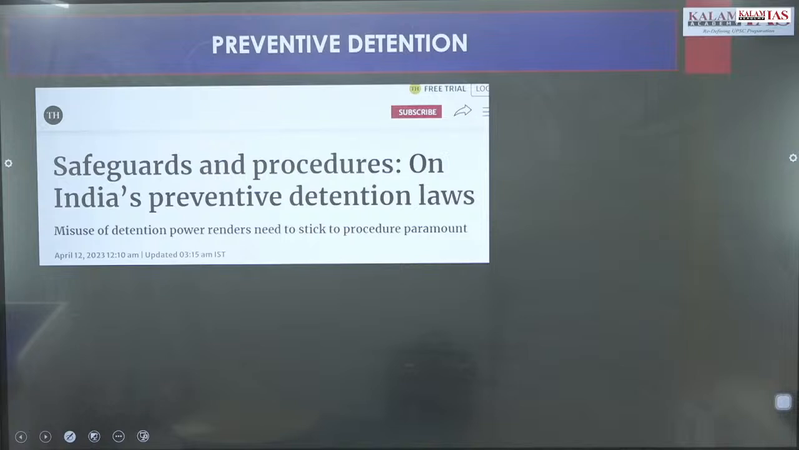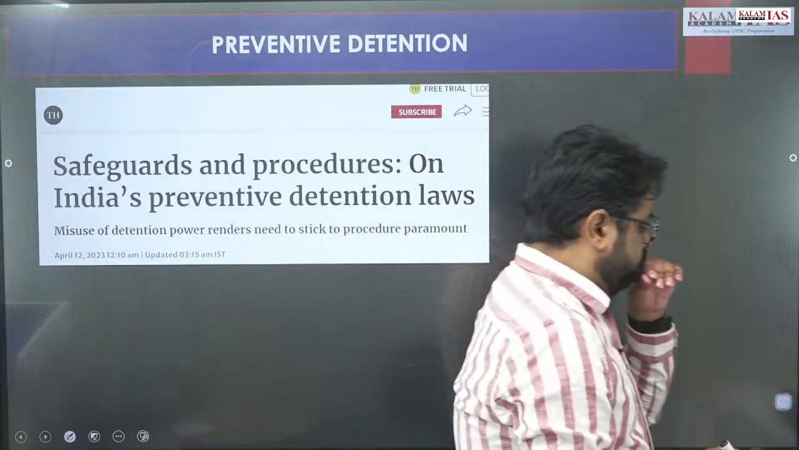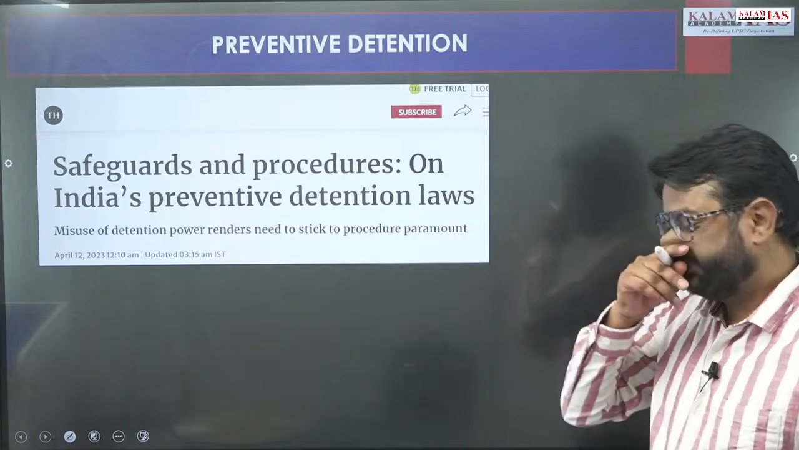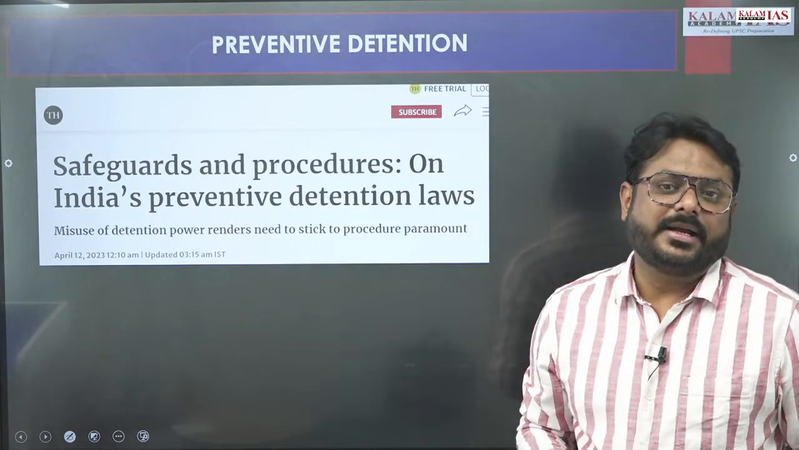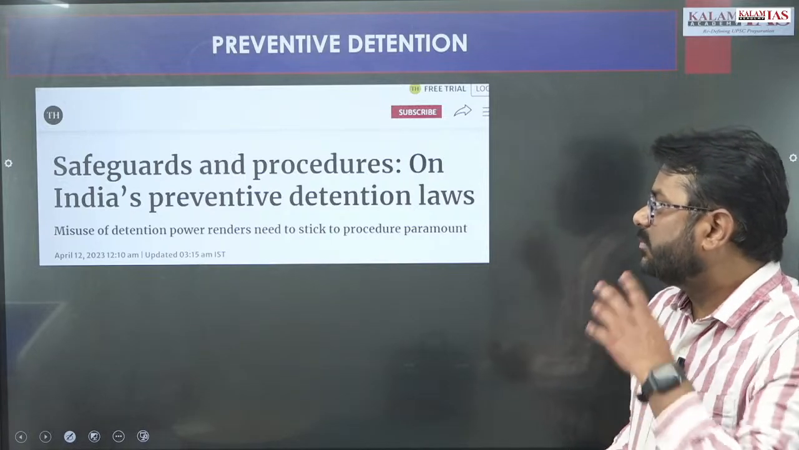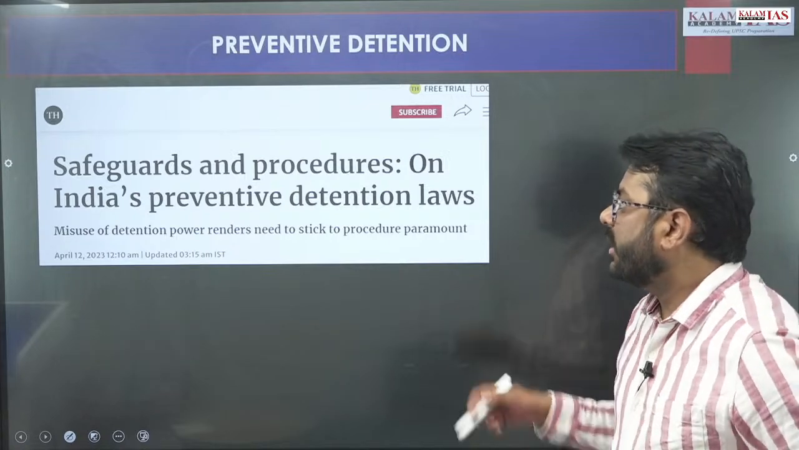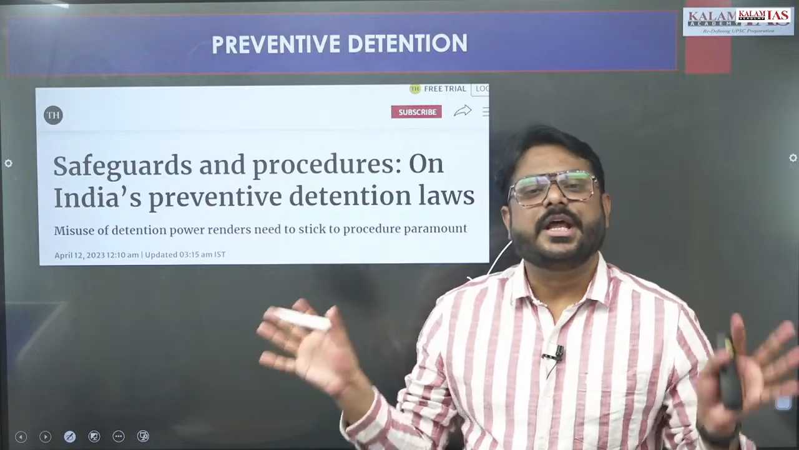The next thing which was in the news was preventive detention. Article 22 of the Constitution of India deals with preventive detention, right. So, safeguards and the procedures on India's preventive detention law. Misuse of the detention power makes it paramount to stick to the procedure. So, basically preventive detention was in the news.